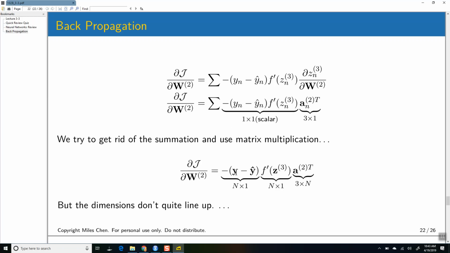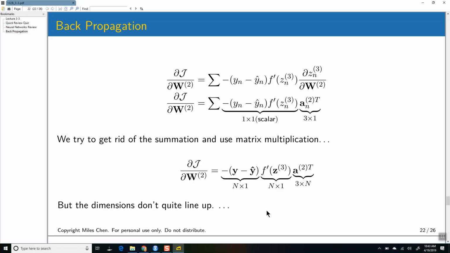Because y is an n by 1 matrix, y minus y hat is going to be n by 1, and z is an n by 1 matrix, and the whole A matrix is 3 by n. And so we have all sorts of dimensionality issues here.